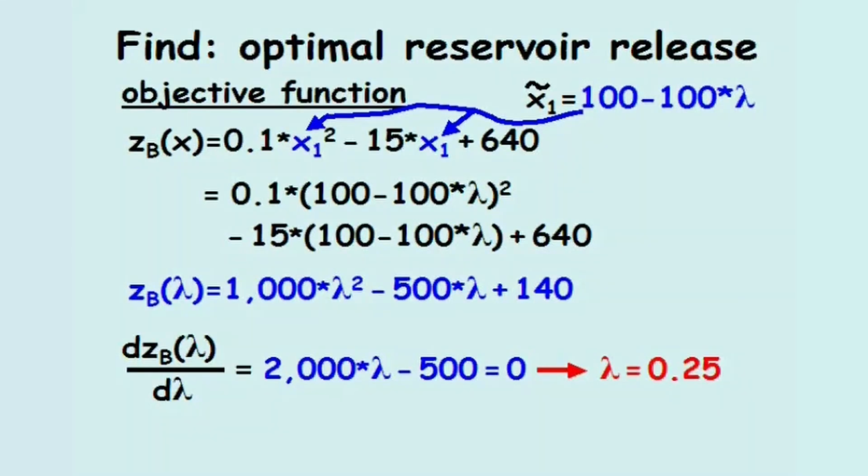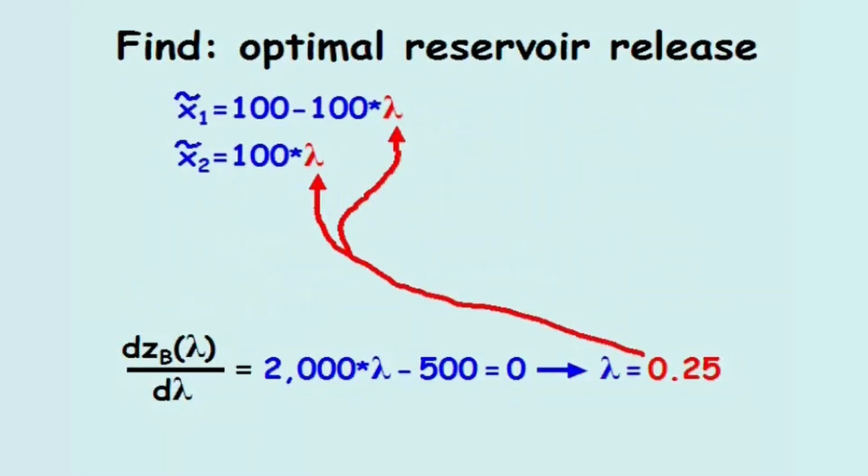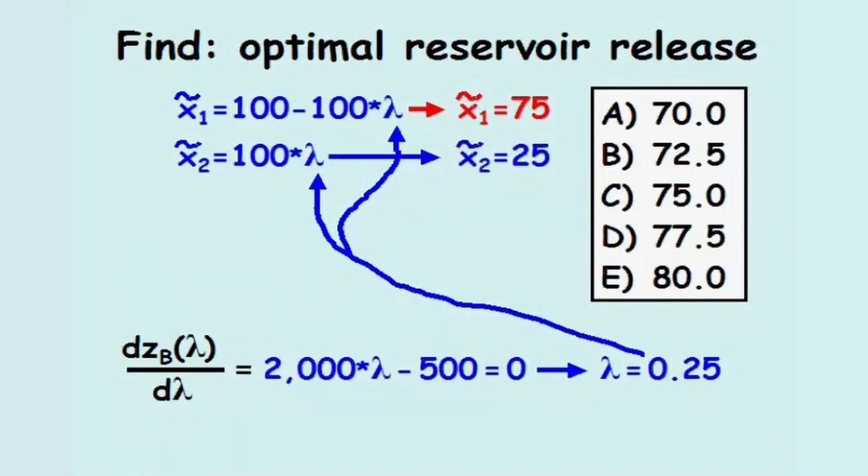Now we can revisit our equation for x tilde, and after plugging in 0.25 for lambda, x1 tilde equals 75 units and x2 tilde equals 25 units. After an additional iteration, lambda equals 0, indicating this current solution is optimal. When reviewing the possible solutions, the answer is C.